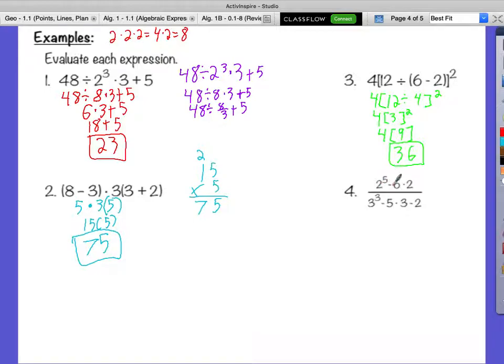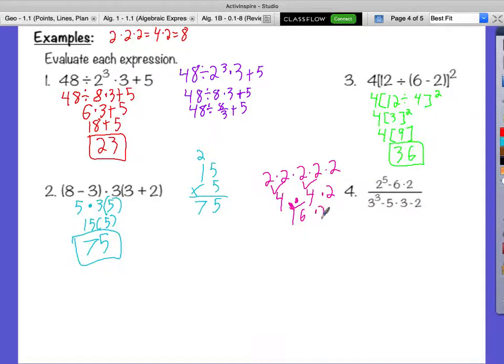So 2 to the 5th times 6 times 2. What would we do first there, Presley? Yeah, I do 2 to the 5th first, okay? So we might not know off the top of our head, hey, what's 2 to the 5th? 2 times 2 times 2 times 2 times 2, okay? What's 2 times 2? We're still going to be multiplying by 2. What's 4 times 4? 16.